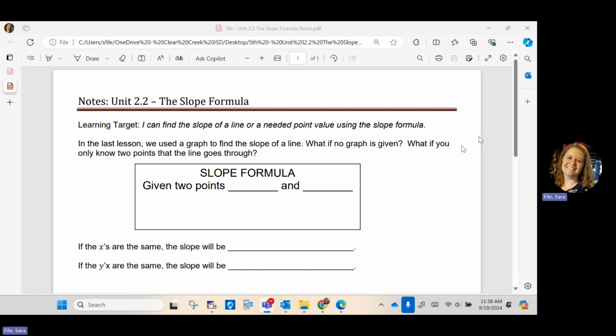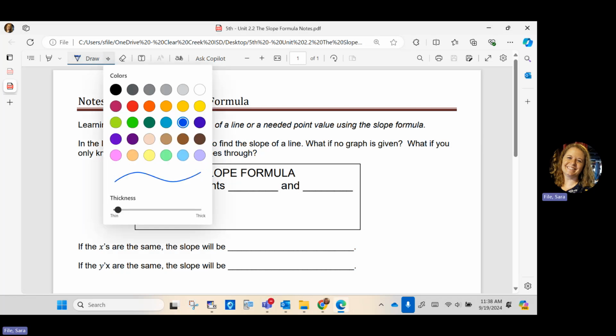All right, so we are talking about the slope formula today. The learning target says I can find the slope of a line or a needed point value using the slope formula. In the last lesson we talked about slope just in terms of is it positive or negative or zero or undefined. Now we're actually calculating the value of slope.